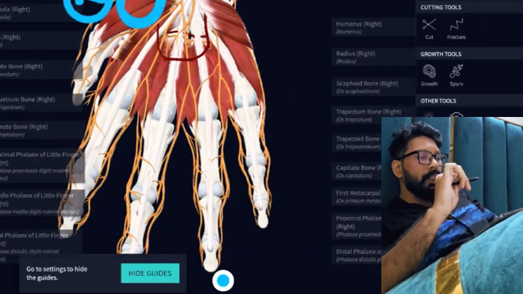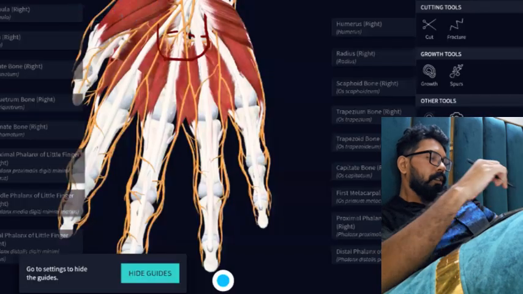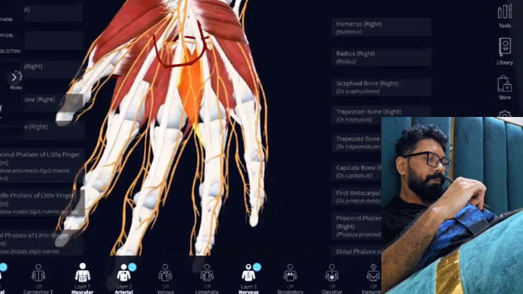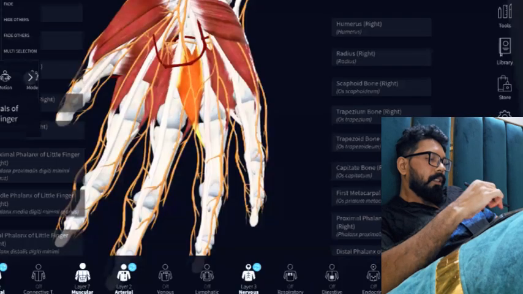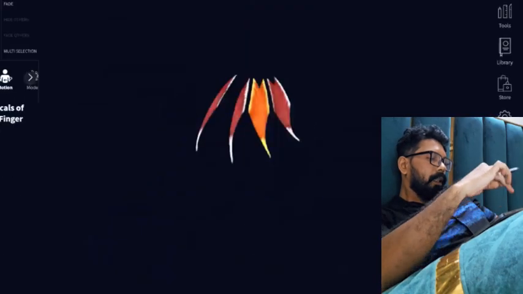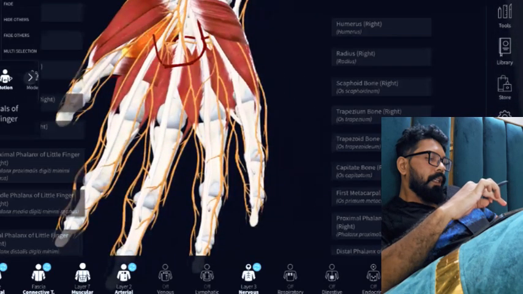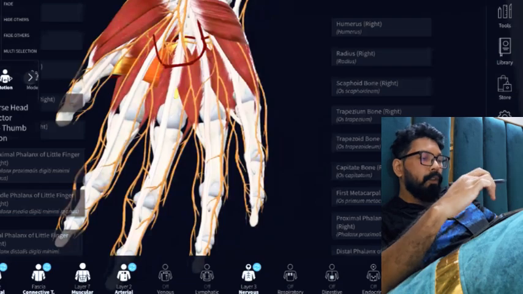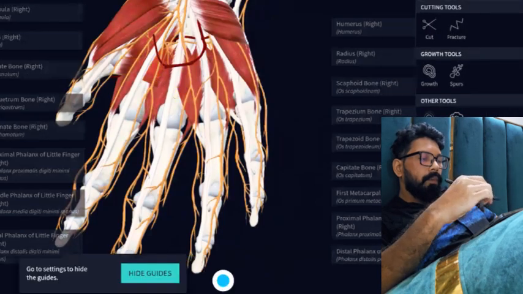So whatever motion I have showed you from the lumbricals. Then we have this one, the oblique head of adductor pollicis. This one is supplied by the deep branch of the ulnar nerve. Let me tell you again.